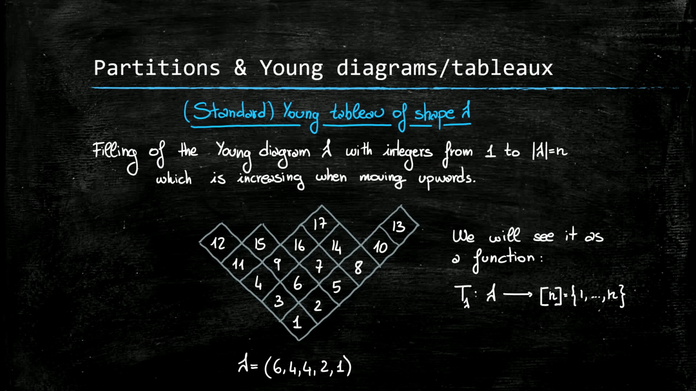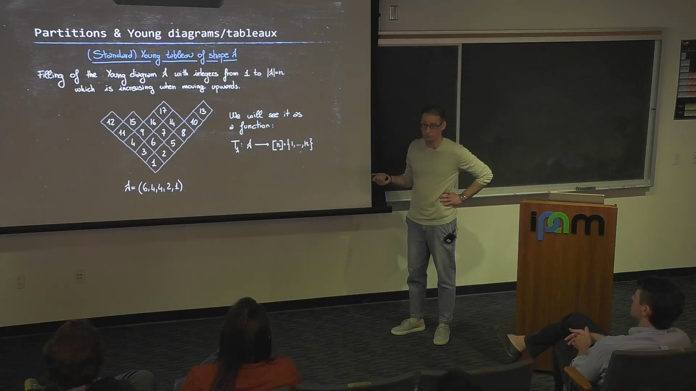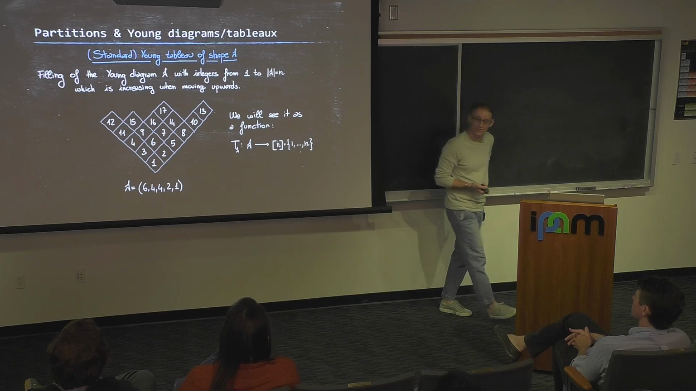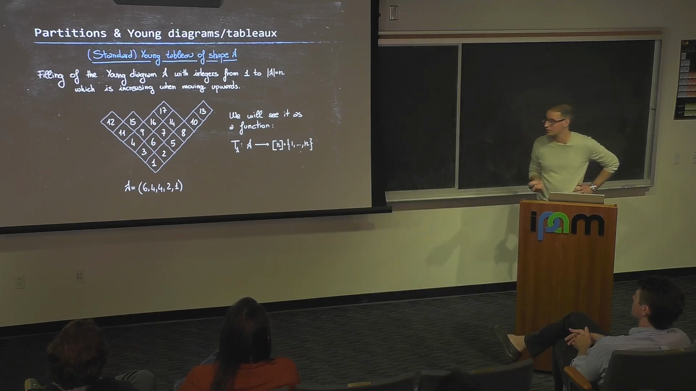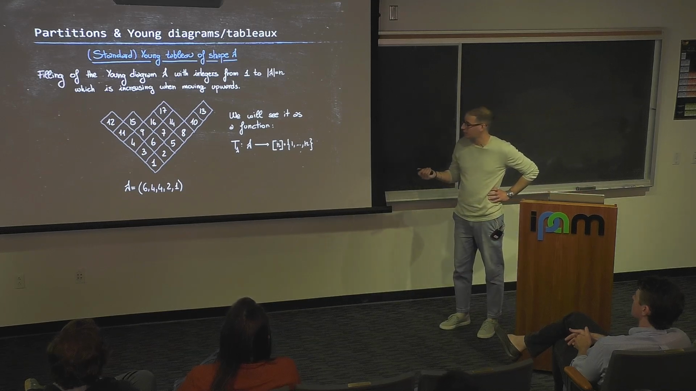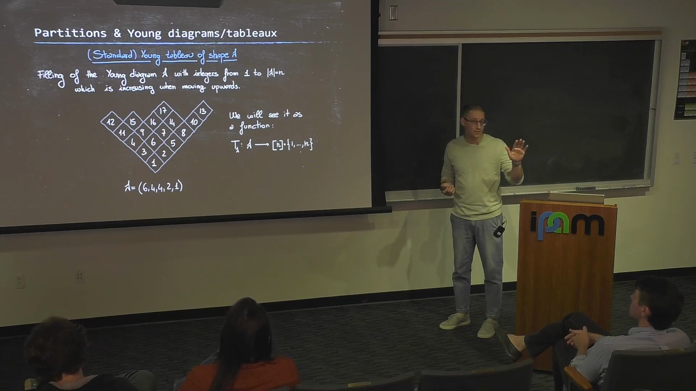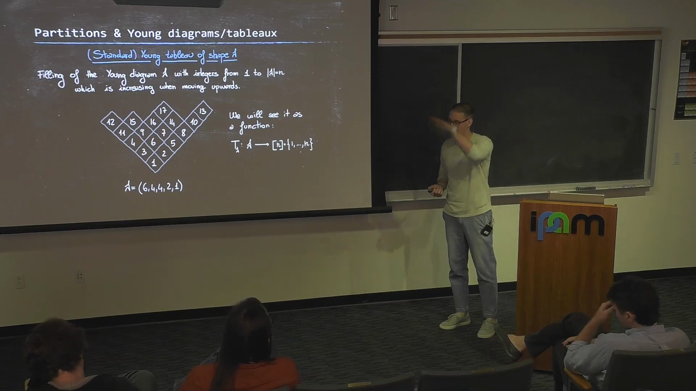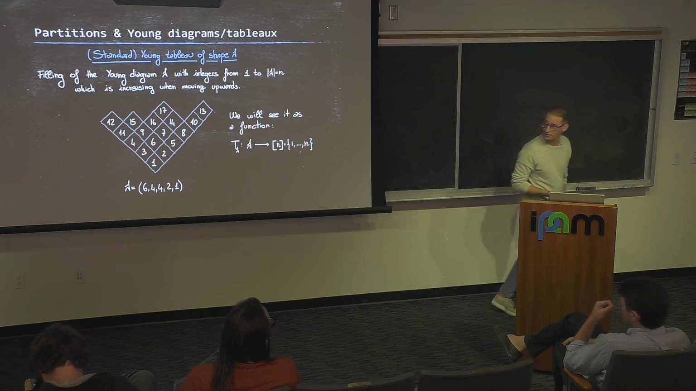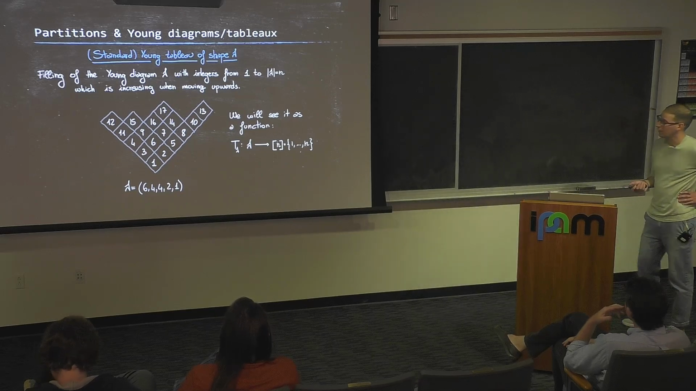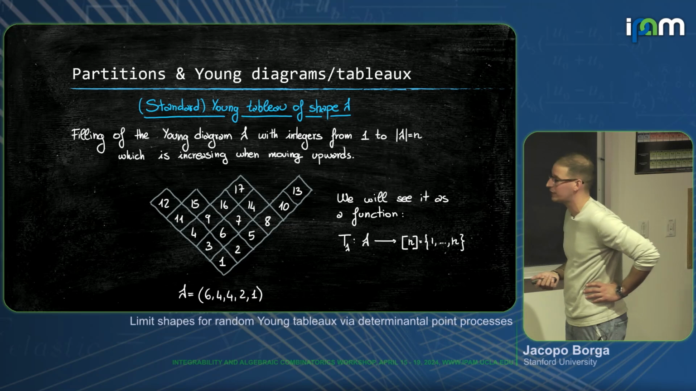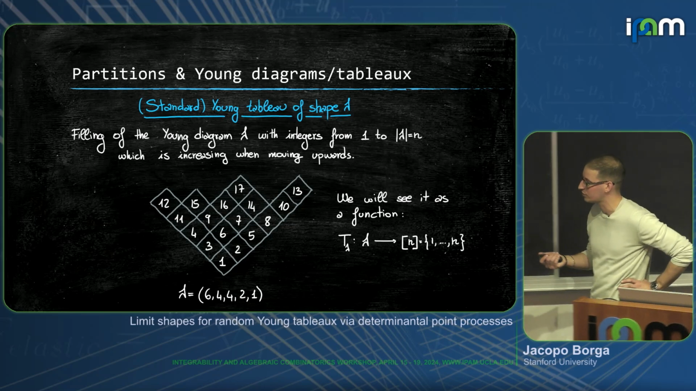I will think of this picture as a function from lambda, where lambda is this set of x, y coordinates that have this weird parity condition, into the numbers from 1 to n. So we will think of it as a function where the domain is two-dimensional and integer valued. And I will always denote this tableau T lambda, which means it's a tableau with shape lambda.